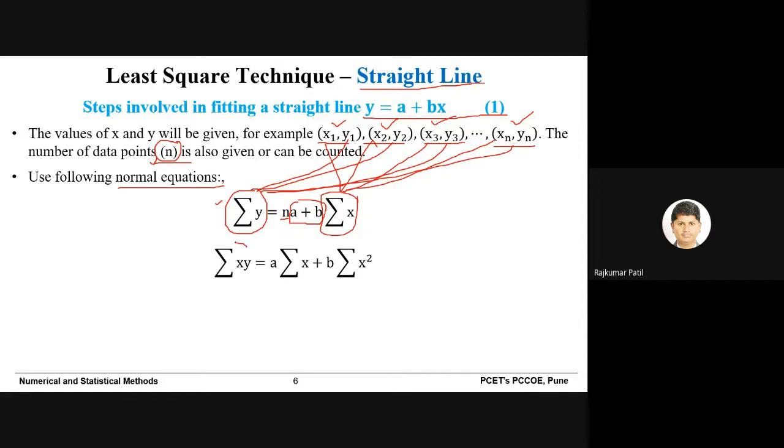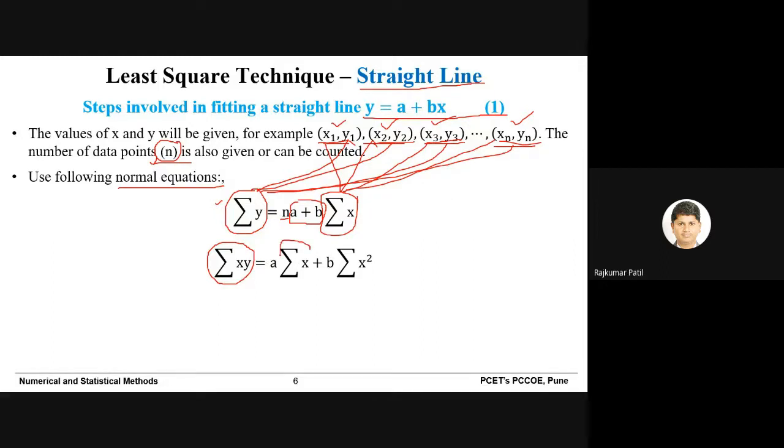So what you need to do, you need to first of all prepare a column or prepare the value for the product of x and y. So product of x1 y1, x2 y2, x3 y3, and up to xn yn, that value you need to calculate, then take their sum. So that will become summation xy.